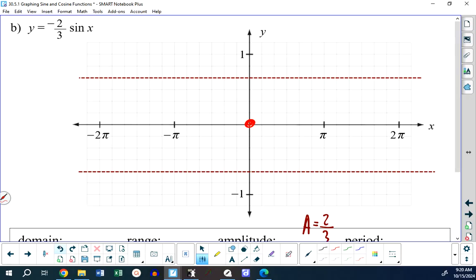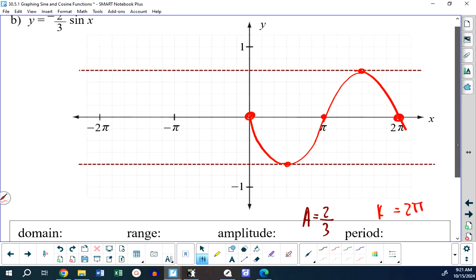But it's going to go down, and then up, and then up, and then down, and return to its location after 2 pi, which means the period is 2 pi. So it's going to end up looking like this. It will go down, up, and down, continuing. I'm not putting the arrows because we're just learning about what's going on here.